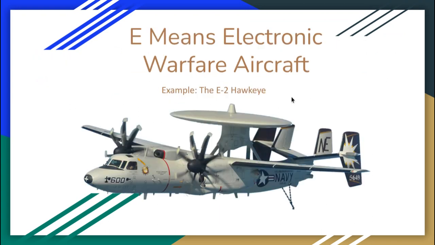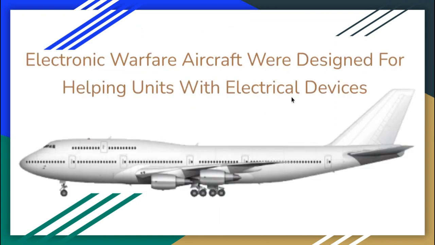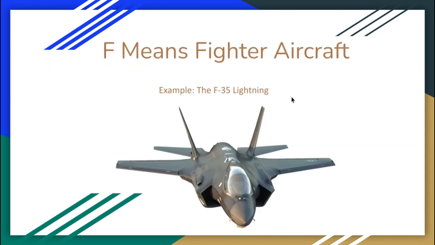E means electronic warfare aircraft. So for my example, it's the E-2 Hawkeye. Electronic warfare aircraft were designed for helping units with electrical devices and stuff like that. And they'll just destroy the enemy with electronics. So yeah, I think that's pretty cool.